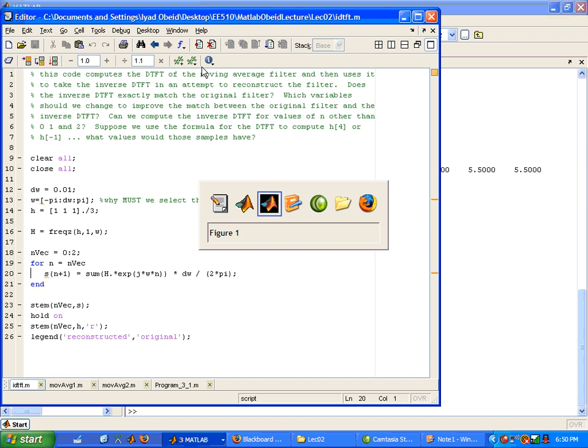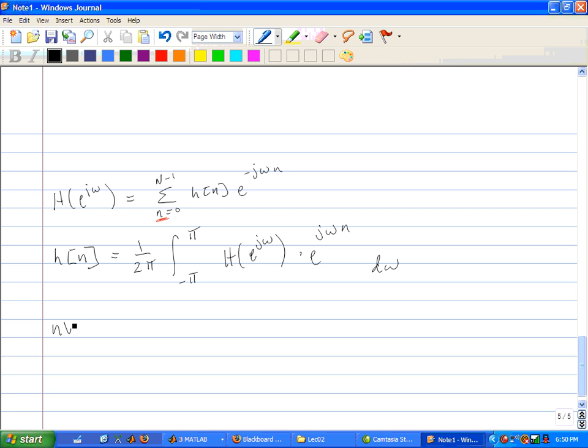That's a good question. Why was nvec equal 0 to 2? My original signal looked like this. All I'm doing, when I define this nvec, is defining at which values of n I'll be taking my inverse. Exactly. Afterwards I'll also ask it to give me the inverse Fourier transform at negative 1 and at 3, and hopefully those should come out to 0. But for now, let's just start with the bare bones case.